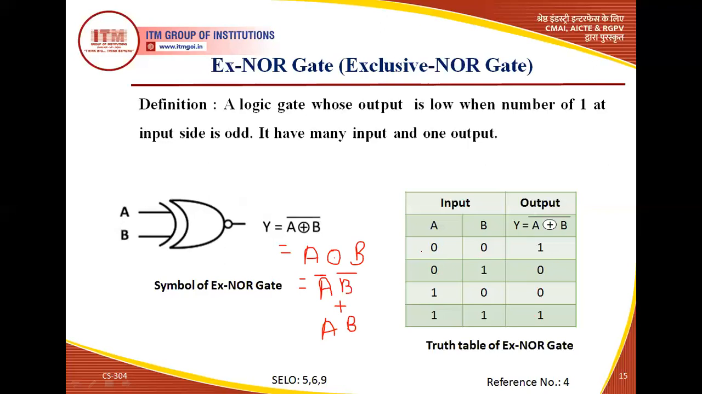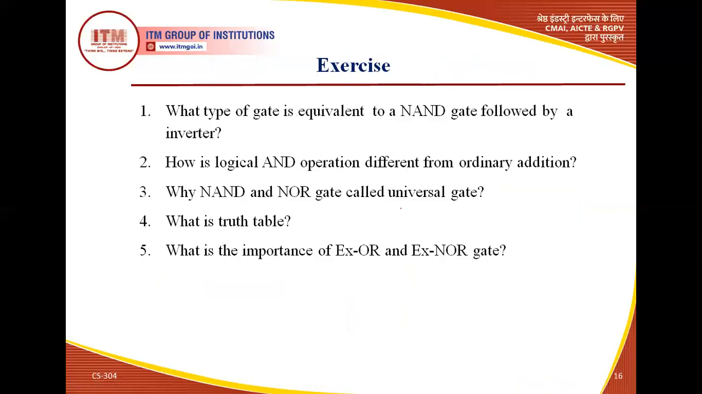In the first and last case, we see that the number of 1s is even, so we get the output high. And in the second and third case, the number of 1s is odd, so we get the output low. So these are the logic gates used to create any Boolean function or any digital circuit: the basic logic gates, universal logic gates, and special logic gates.